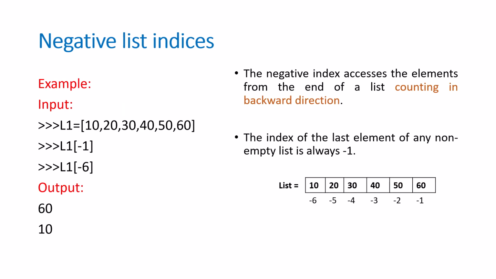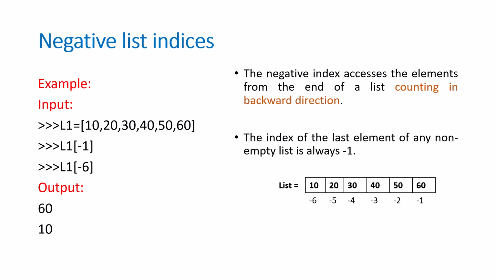Now, negative list indices. Python supports both positive and negative indexes. The negative index starts in the backward direction, from -1, -2, and it goes on. So here is an example where we have created a list: L1 equal to 10, 20, 30, 40, 50, 60. Now when you give L1 of -1, it takes the last value, which is 60. So 60 will be written as an output.